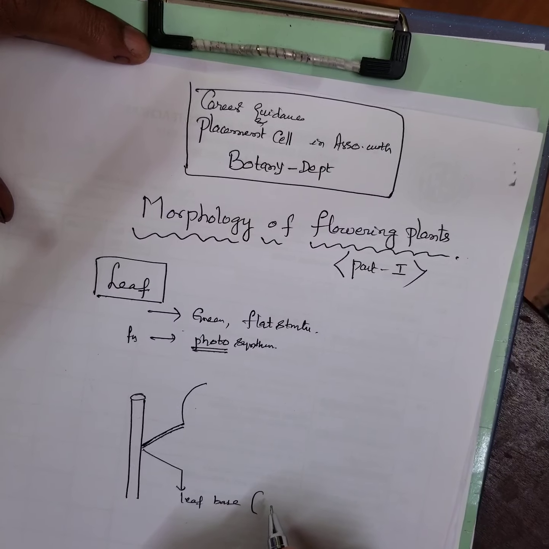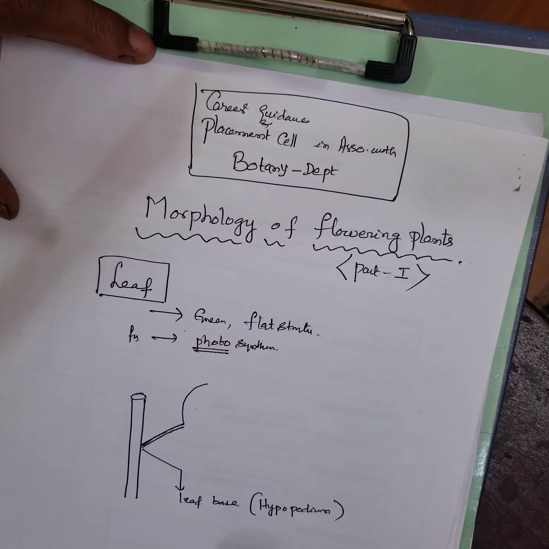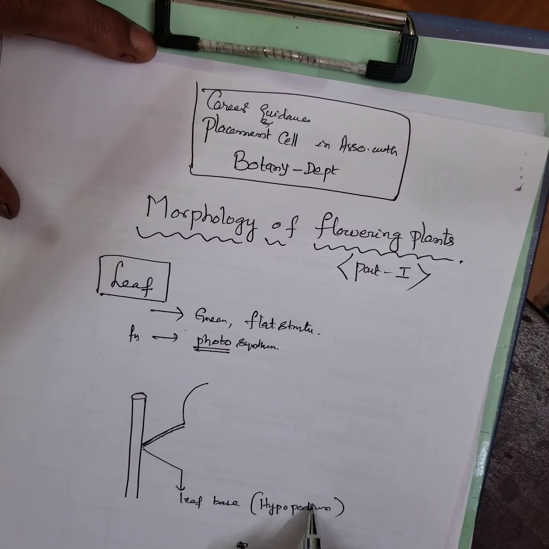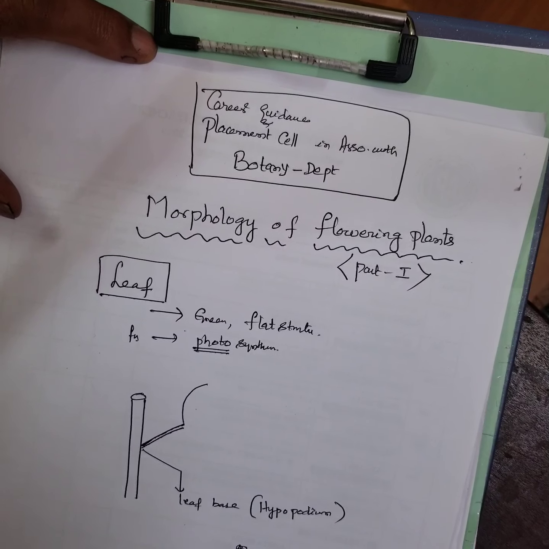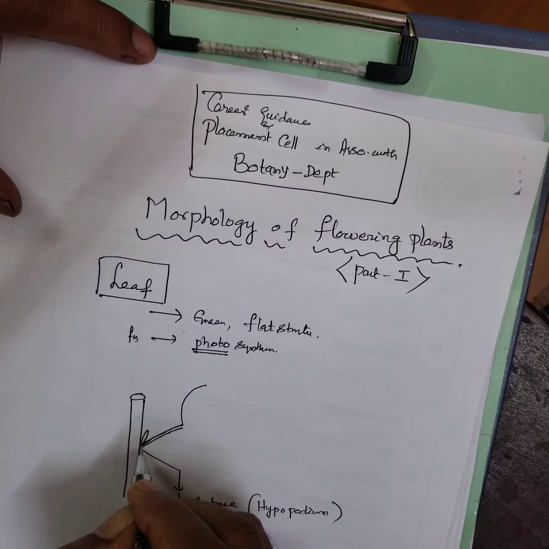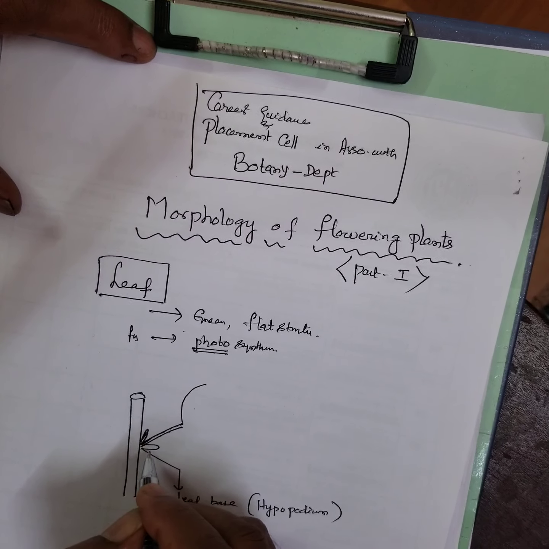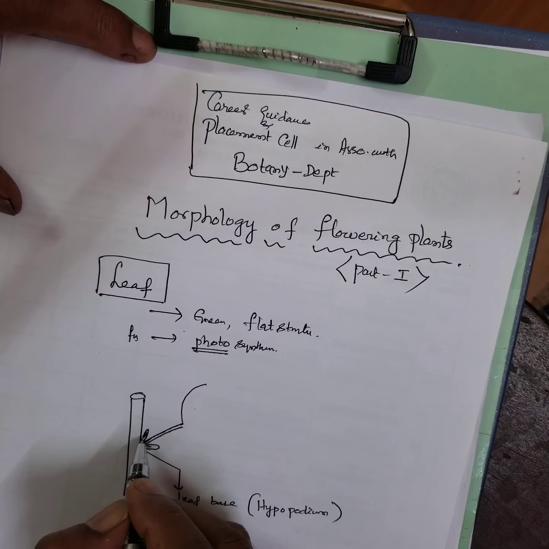What is the technical name? Hypopodium. Podium, what is it? See, a stage, a speaker's speech, right? You'll stand and speak to your audience. Podium is nothing but a stage. Therefore, hypopodium. At the base, scaly leaves are there. There are 2 scaly leaves. This is for protection, protection of the leaf.